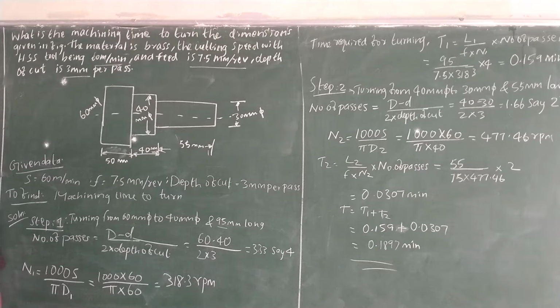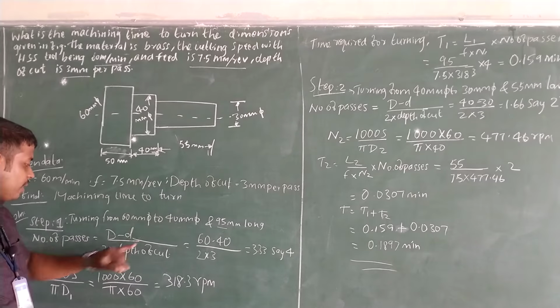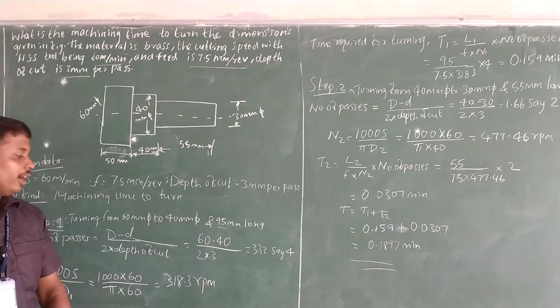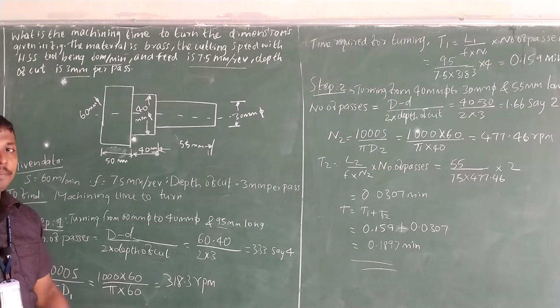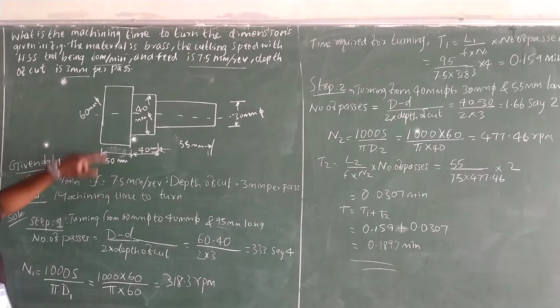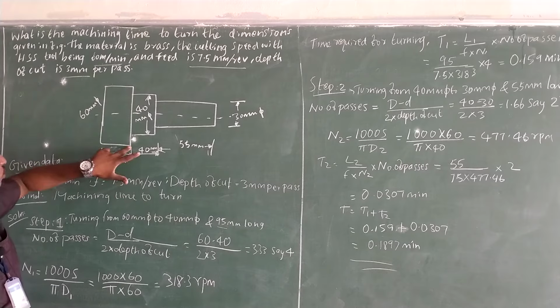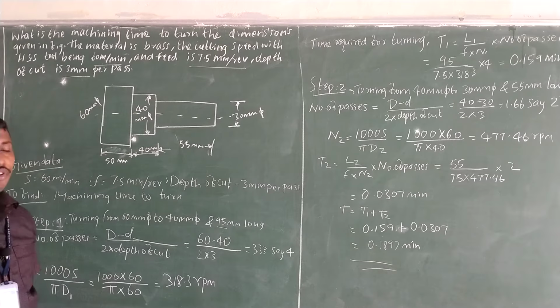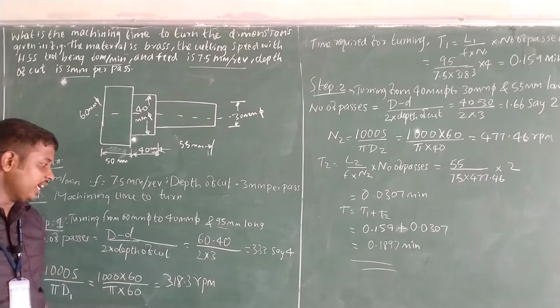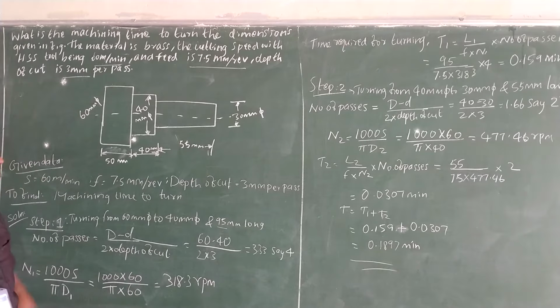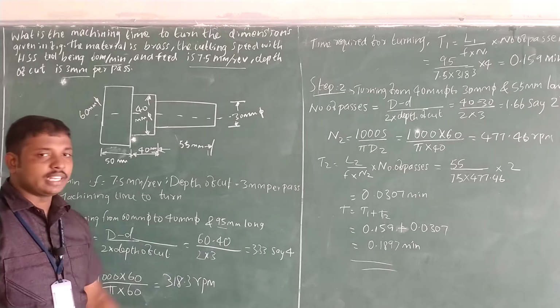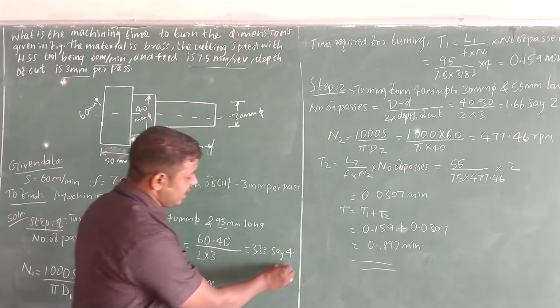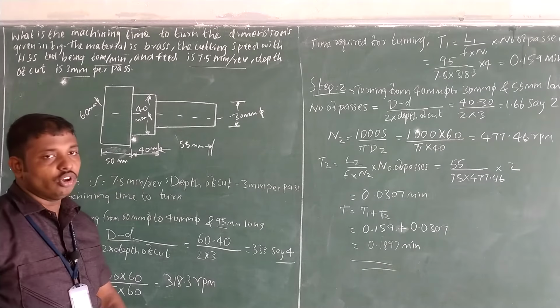Next is the number of passes. The formula for the number of passes is capital D minus small d, divided by 2 into depth of cut. Here capital D is 60, and small d is 40. So (60 minus 40) divided by 2 into the depth of cut, which is 3 mm per pass. Substituting, we get 3.33, which we take as 4. Number of passes equals 4.